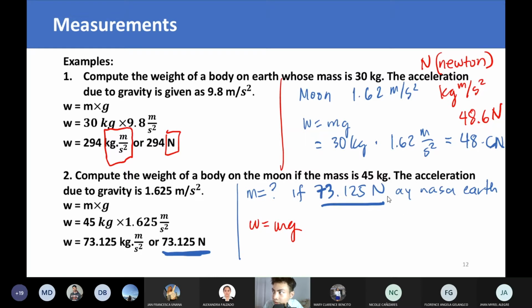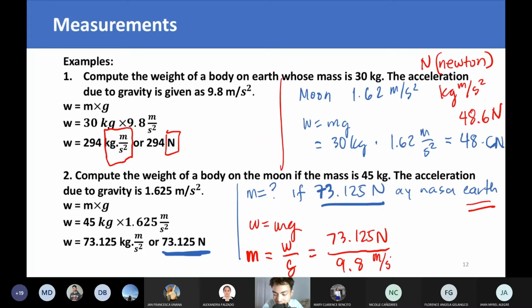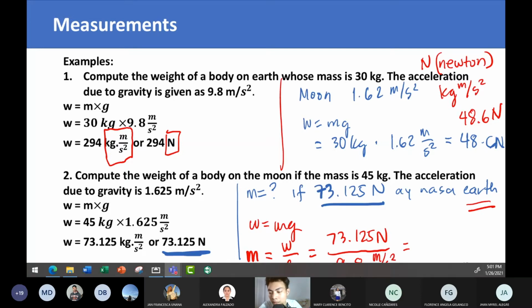Kunwari, balik tayo sa problem na to. Consider ito yung weight. Ano yung corresponding mass niya sa Earth? Solve natin. So, M yung hinahanap. May kasama siyang g. So, we divide both sides by the g. So, we will end up with the equation M equals W over g. So, weight is 73.125 Newton divided by the acceleration due to gravity on Earth kasi ang usapan ay Earth. So that's 9.8 meter per second square. Solve natin. 73.125 divided by 9.8, 7.46 kilograms.